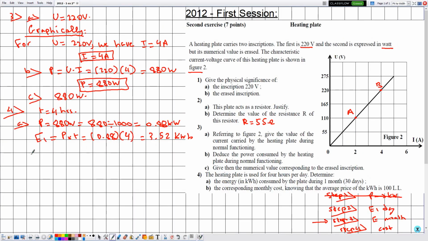Now we are ready to calculate the monthly consumption. The monthly consumption is given by E is equal to E1 times the number of days. Now E1 is 3.52 and the number of days per month is 30 days. Plugging this on the calculator, it will give me 105.6. Since E1 is in kilowatt hours, then E will be in kilowatt hours. Then the monthly consumption is 105.6 kilowatt hours.